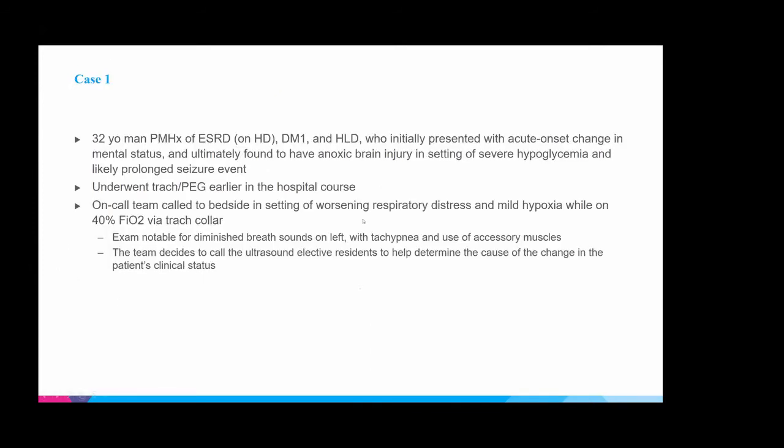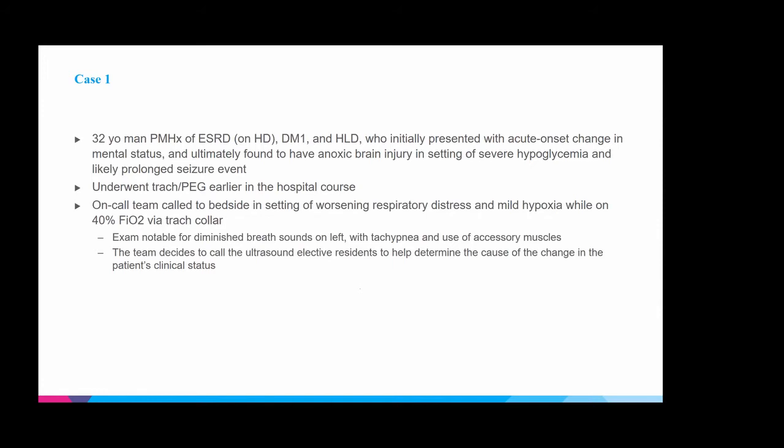So case 1. In this situation, we have a 32-year-old man with past medical history of end-stage renal disease on dialysis, type 1 diabetes, and hyperlipidemia. So it's an unfortunate case. He came in with acute onset change in mental status, and he was ultimately found to have anoxic brain injury in the setting of what was presumed to be a severe hypoglycemia and likely a prolonged seizure event. He had a poor neurological recovery and underwent trach and PEG earlier in the hospital course.